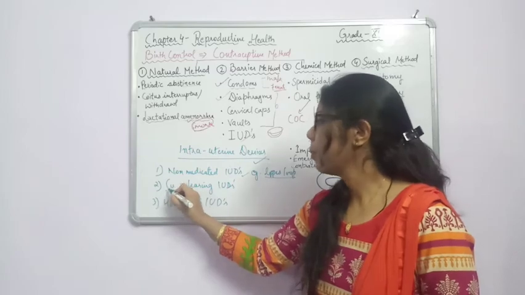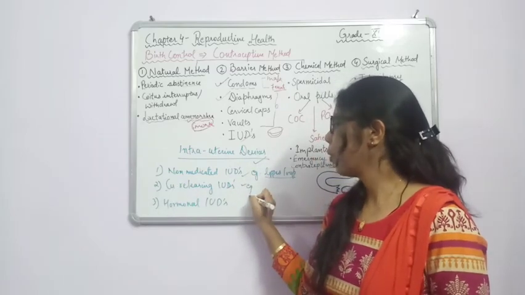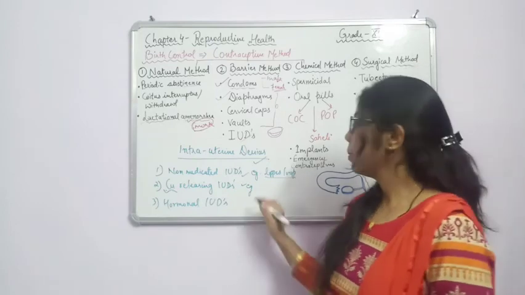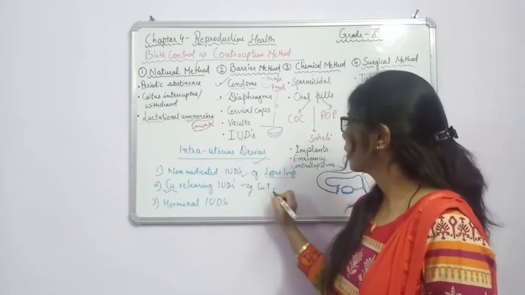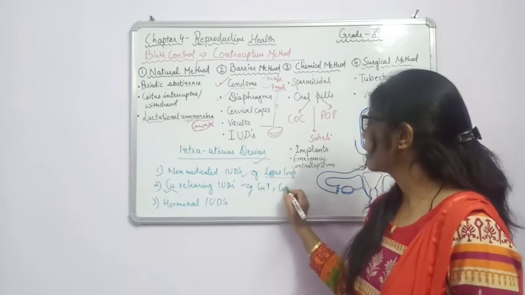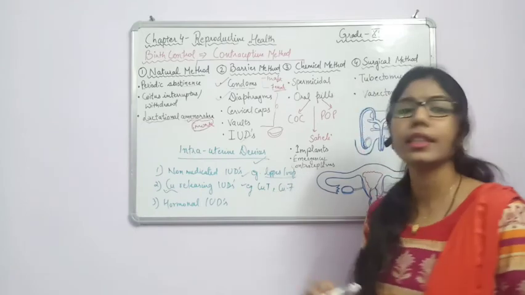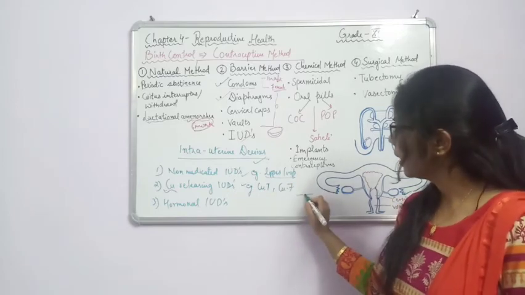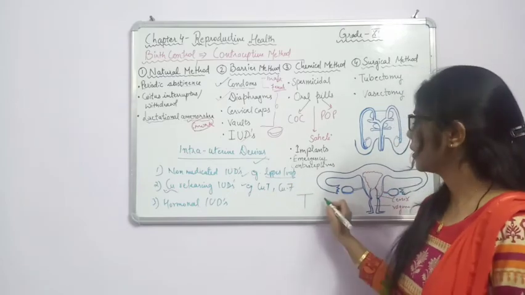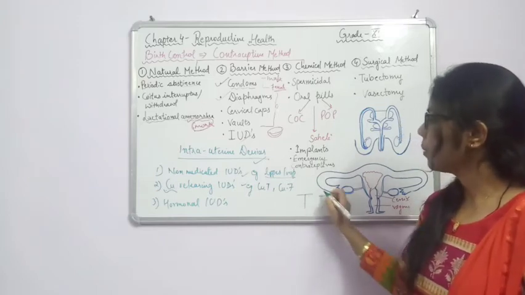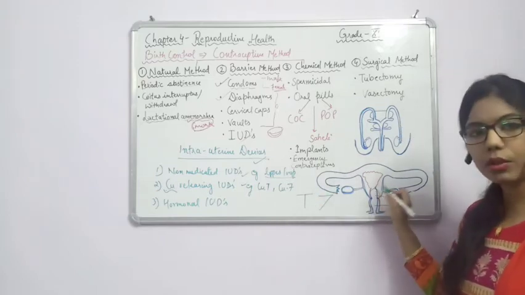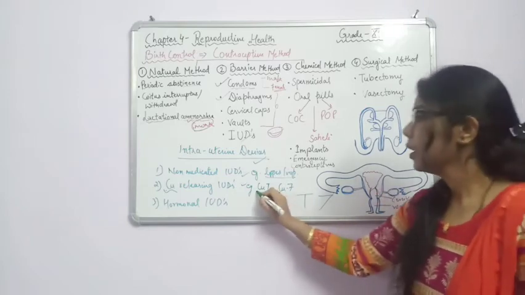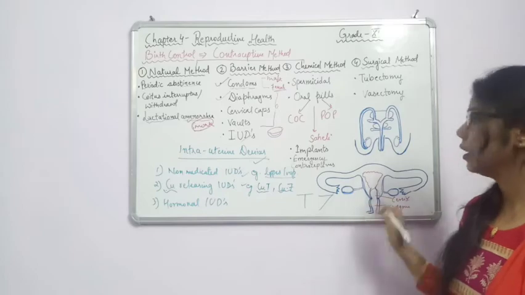Now another one is copper releasing IUDs. What is the meaning of copper releasing? It means that it will release some copper ions. Examples are copper T as well as copper 7. Have you heard about all these things? Copper T means it is in the shape of a T, and copper 7 is in the shape of 7. This type of device is inserted into the uterus. Why? Because if we insert these IUDs, what will they do?